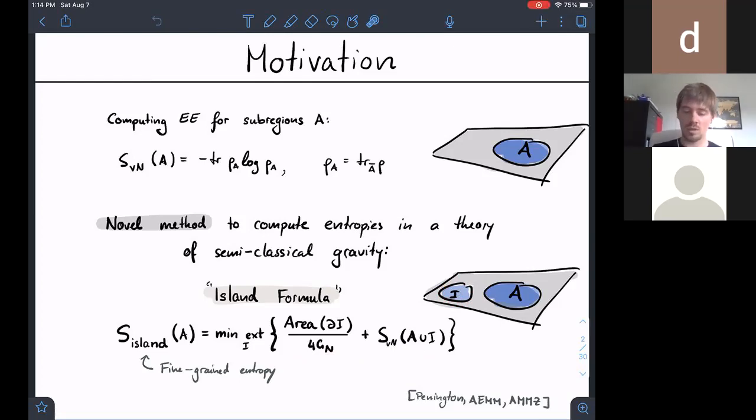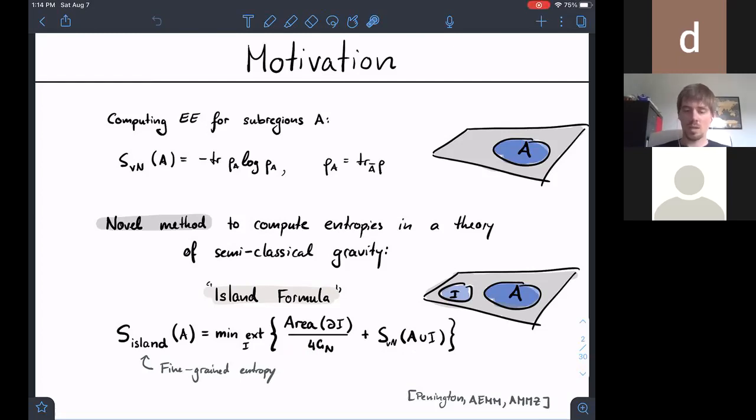And there's one extreme you will always find, which is the situation where you choose your island to be empty, so there's no island, and then this formula reduces to the above von Neumann entropy. But then there are situations where you find non-trivial islands or non-trivial regions I, which extremize this functional. If you do this, then the formula instructs you, out of all those different options you have, so you have an island, or you don't have an island, or you might have several different options of choosing islands, you choose the value for this functional which is minimal. And this now gives you the island entropy.